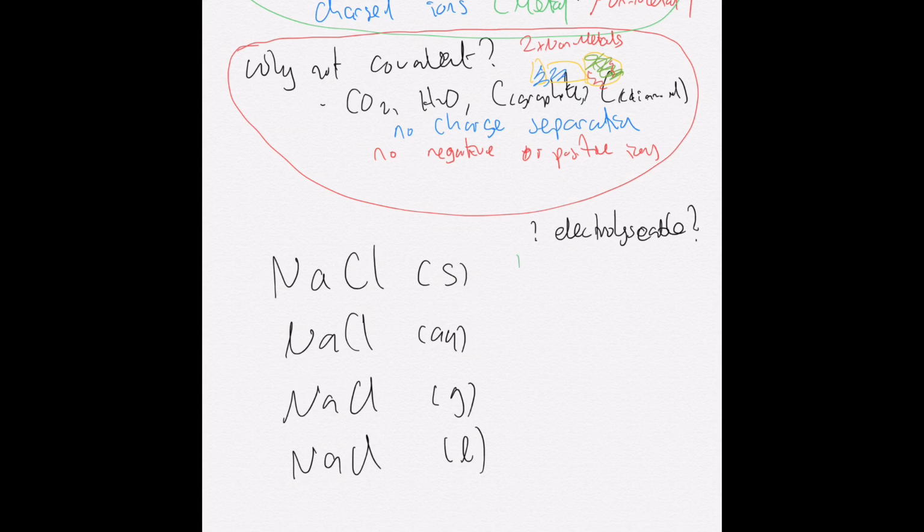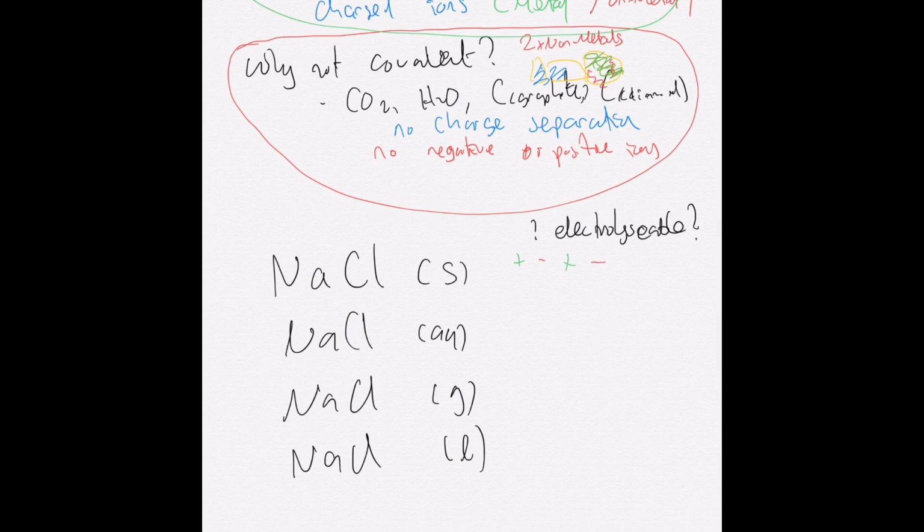So, this is plus and minus and plus and minus. And this goes off in three dimensions in an array of oppositely charged ions. And these are fixed. So the ions are fixed. They cannot move. So can this be electrolyzed? No. They will sit there, look at you, and nothing will happen.